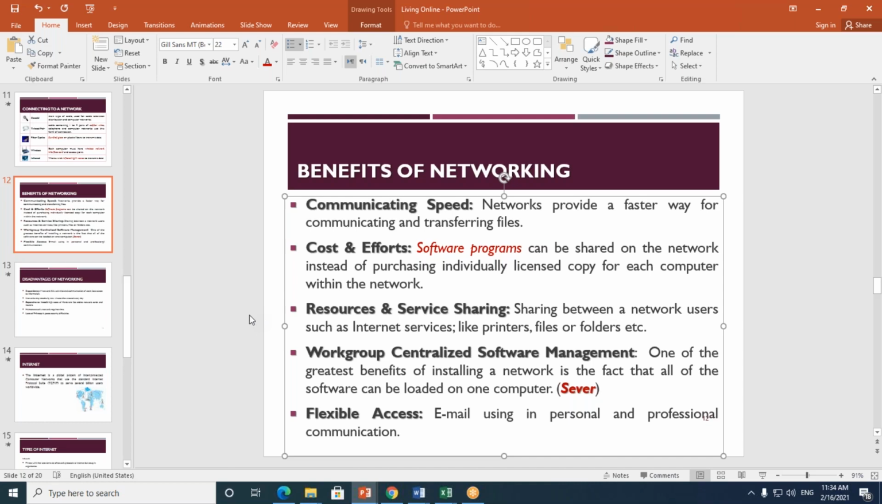Once again, communication speed. Networks provide a faster way for communicating and transferring files. If you don't mind, I want to change it to communication: speed of communication. So networks provide a faster way for communicating and transferring files. Definitely, yes, it is true. And this file you can simply imagine as a WhatsApp message. So it is much faster: you can send it from here to the UK, to the US, to wherever you want.